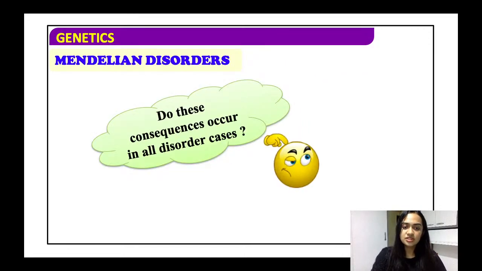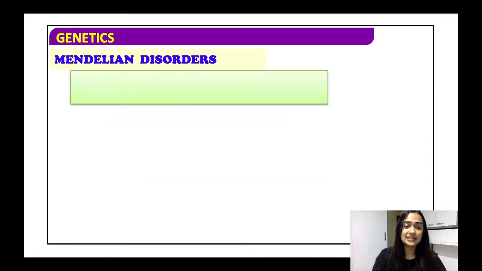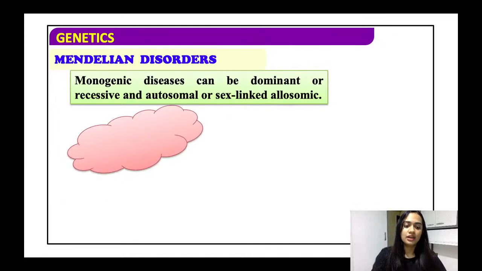So do these consequences occur in all disorder cases? These consequences occur in only some cases. Let us see how. Now, what is a monogenic disease? Monogenic disease can be either dominant or recessive. That means autosomal or sex-linked. Alright, so autosomal means affecting the chromosomes from 1 to 22 and sex-linked is basically allosomic.